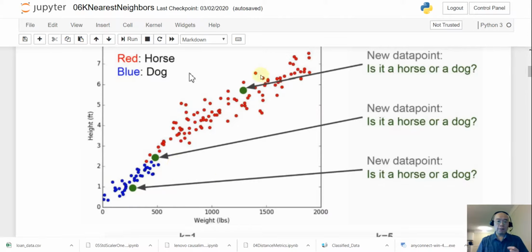If we consider this sample, it is big enough, heavy enough, and tall enough, so this should be a horse. And this sample should be a dog because it is small and also light in weight. But if we consider this one in the middle, it is right on the decision boundary, so it could be a little bit harder for us to classify.